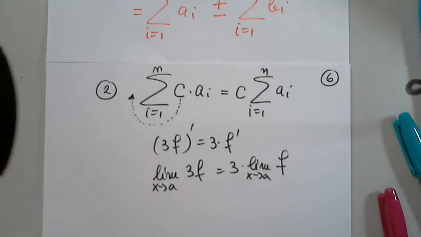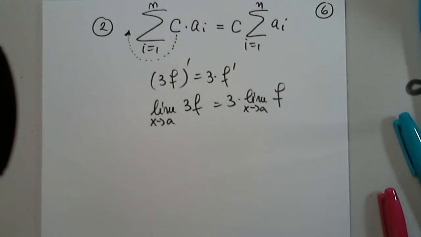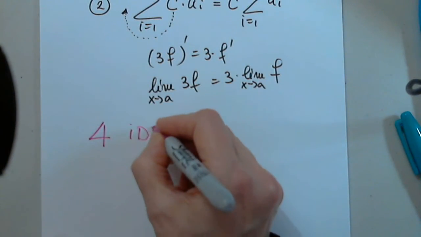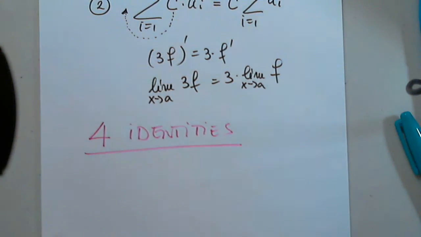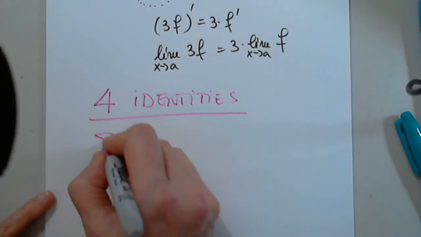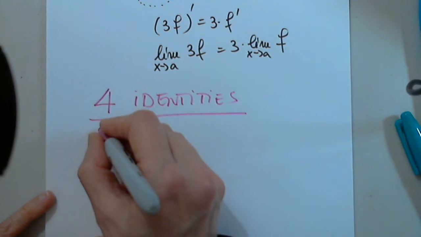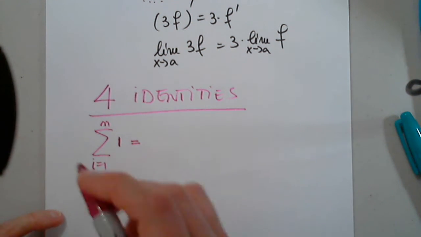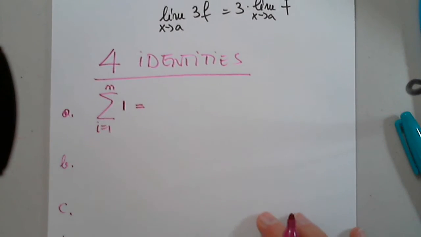Okay, so now one more preliminary. There are 4 identities. Here they are. The sum of 1 from i equals 1 through n. Any guess?